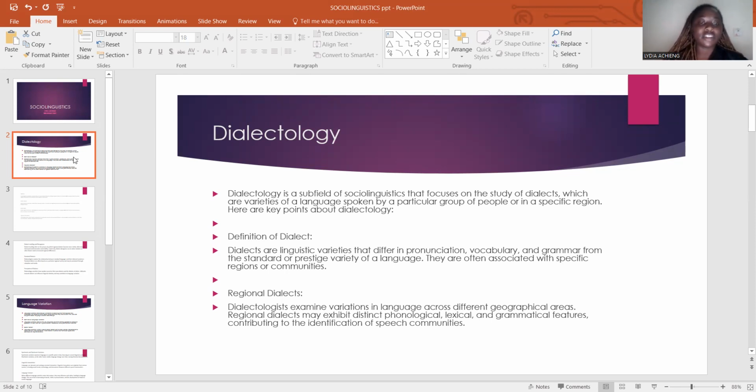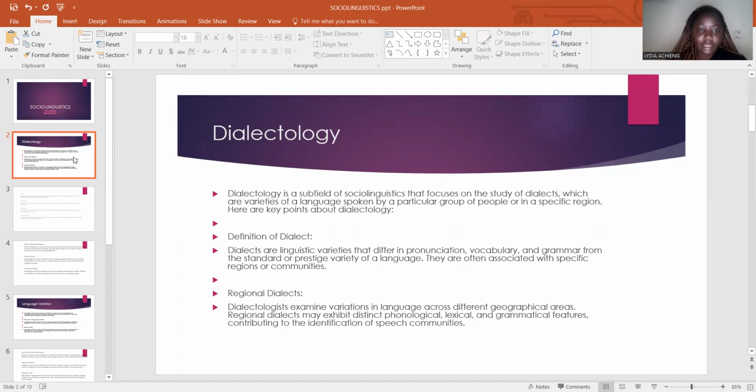Number 1, definition of dialect. Dialects are linguistic varieties that differ in pronunciation, vocabulary, and grammar from the standard or prestige variety of a language. They are often associated with specific regions or communities.